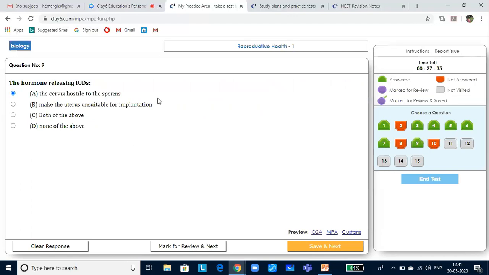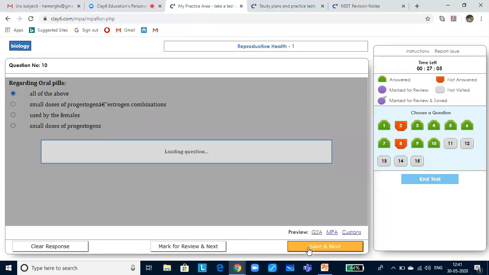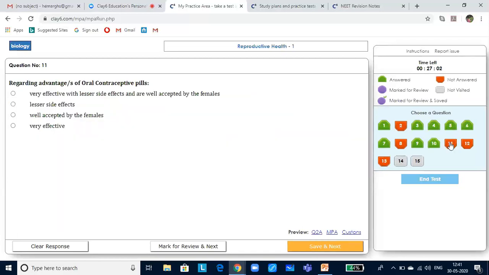The hormone releasing IUDs: it is both of the above. They make the cervix hostile to the sperms and make the uterus unsuitable for implantation. Regarding oral pills, it should be all of the above, because they are made up of small doses of progesterone and estrogen combinations. Oral pills are used by the females. All are correct. Sorry. Regarding advantages of oral contraceptive pills, very effective with fewer side effects.